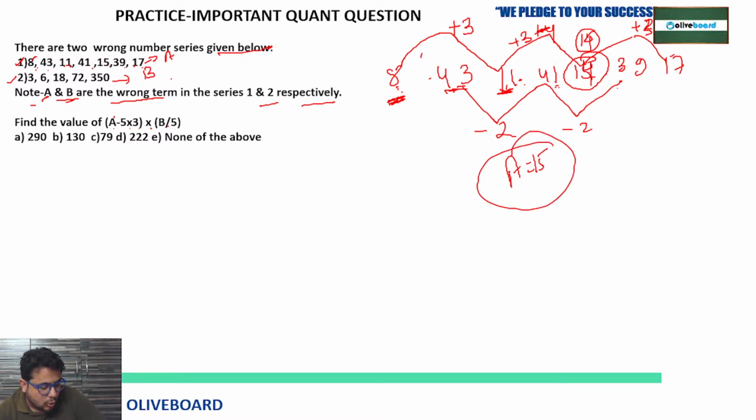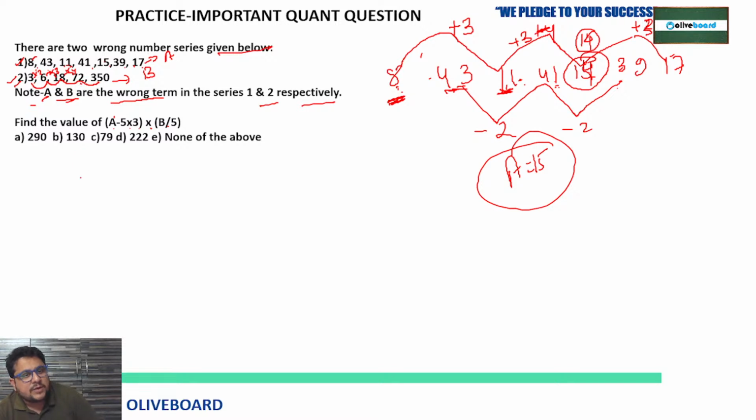So is this clear to all of you? Very good, Teja, excellent job. Now see the second one. 3 into 2, 6, 6 into 3, 18, 18 into 4, 72, 72 into what? If you see the series, it is in increasing order completely, right? So 3 into 2, 6, 6 into 3, 18, 18 into 4, 72.